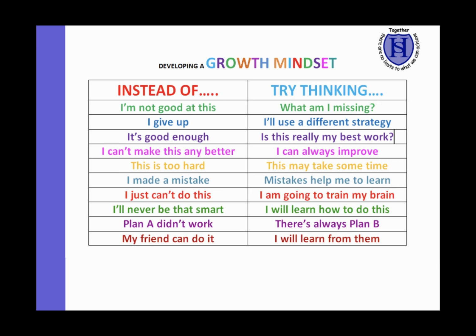Plan A didn't work. There's always a plan B. My friend can do it, and you say, you know what, I can learn from them. Learn from your friends. Apprentice with them. Learn from what they know.